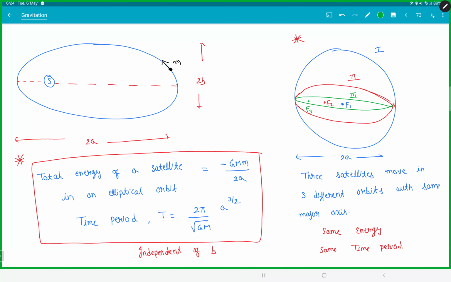You're getting it? For the blue one, it is a circle, so the sun will be at the center. For the red one, F2 is the focus. For the green one, F3 is the focus. Is that making sense, everyone? So in the three cases, what is different is the position of the sun. But they have same energy and the same time period. That was a pretty good question. That would be a proper Mains or JEE-style question. Direct question. If you know, you can just mark it and come.